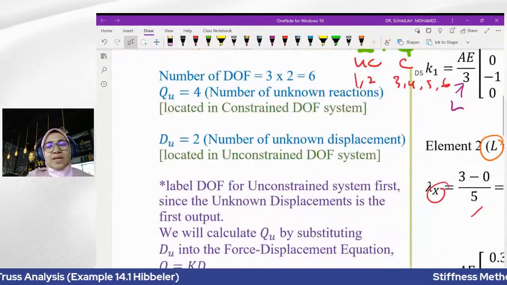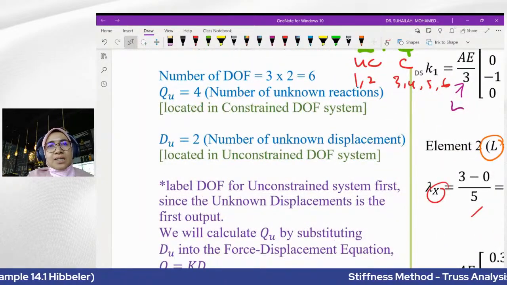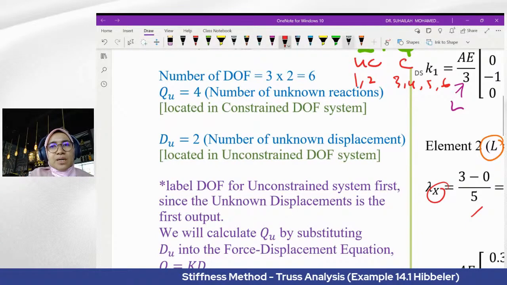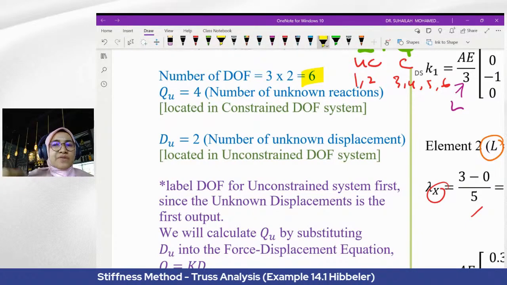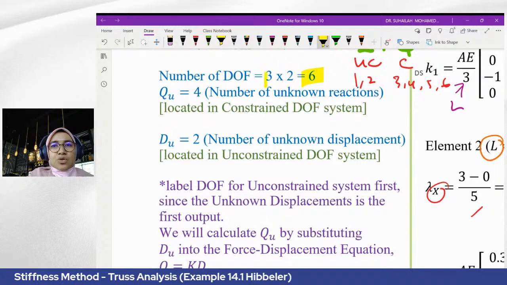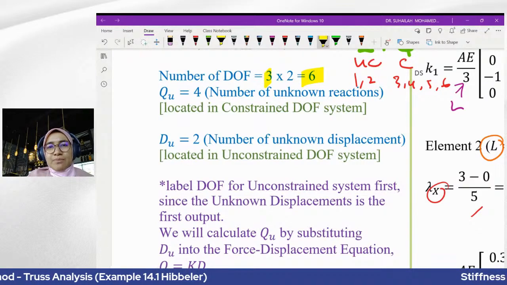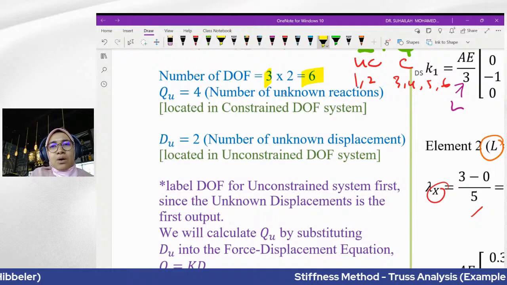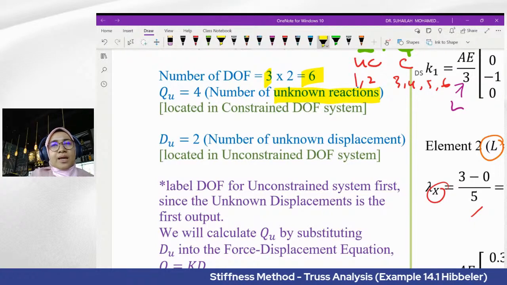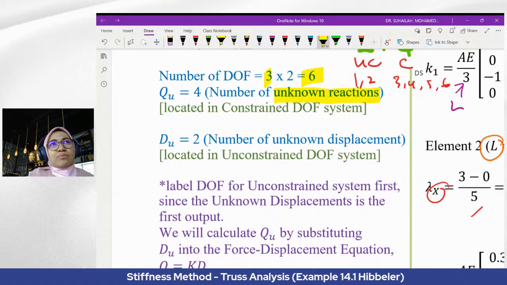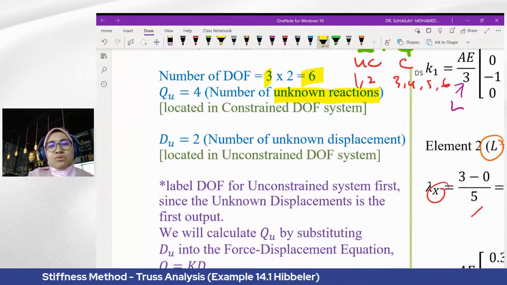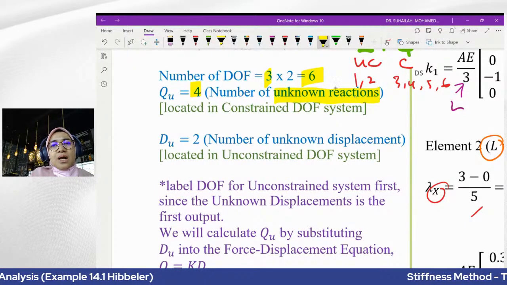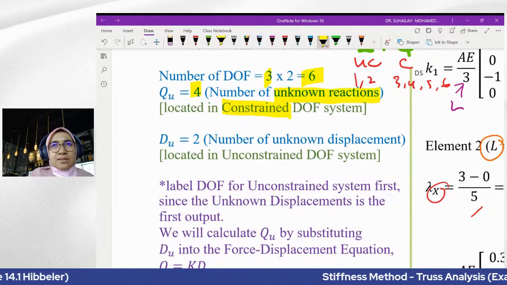Before we end this session, I want to highlight certain important things. Number one, the number of degrees of freedom is equivalent to 6, because of 3 nodes with two representative degrees of freedom per node. QU, the unknown reactions, there are four because we get them from the pin supports. Two pins equal four, and unknown reactions occur in the constrained system.